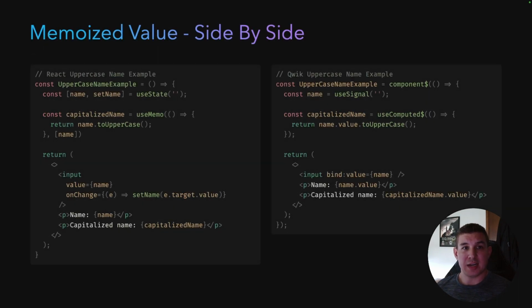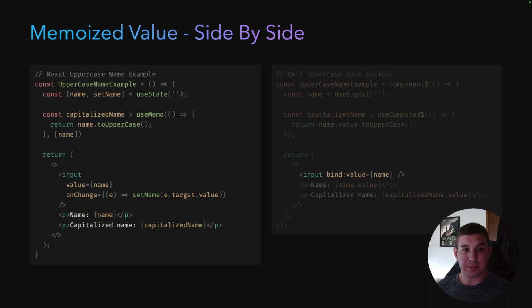Here's our side-by-side of the difference between a React and Qwik memoized value component. Again, this is a very basic example, and the code is very similar, so it's very easy to learn Qwik. In Qwik, we wrap our components in component$. We use signal instead of state. Instead of useMemo, Qwik uses useComputed$, and you do not need to provide any dependency array to it.